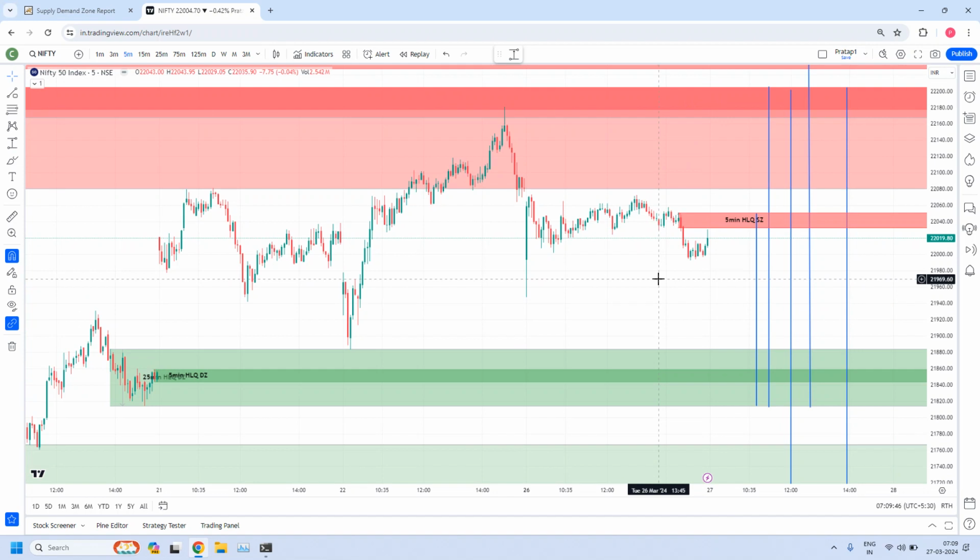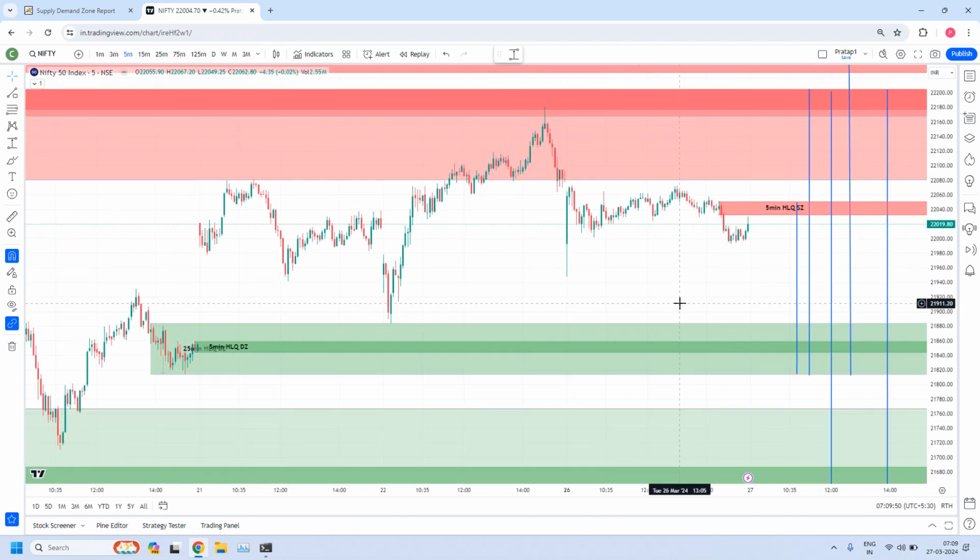So this is the analysis of Nifty 50 for today's trading session. Hope this information will be useful to you for your further study and analysis.